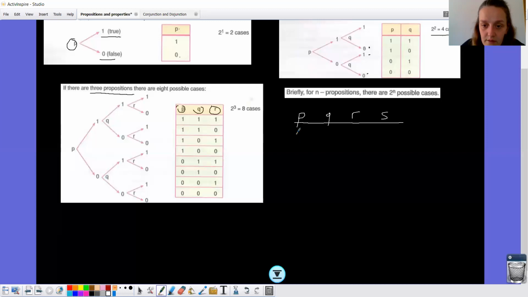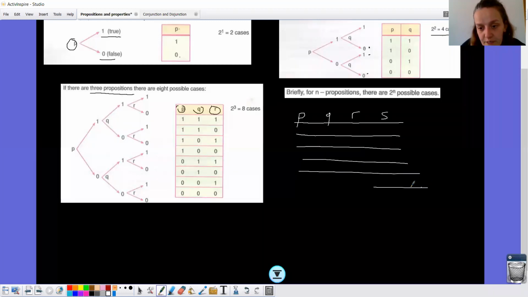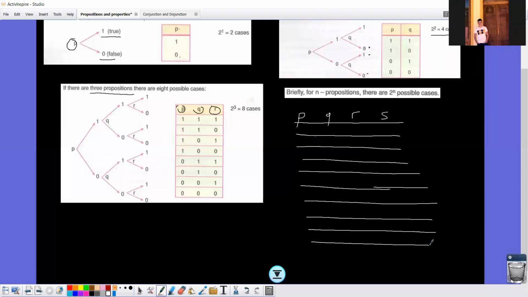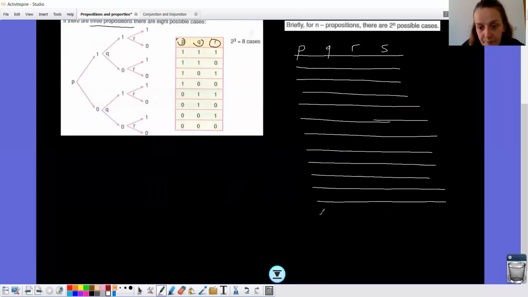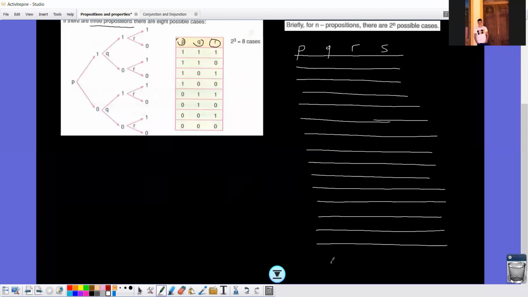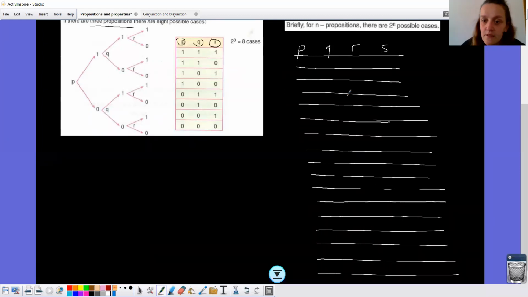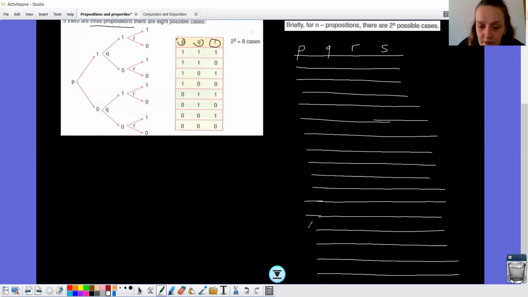I will try to write like here. 1, 2, 3, 4, 5, 6, 7, 8, 9, 10, 11, 12, 13, 14, 15, and 16. Okay. Now, how will I write the possible truth values for P?